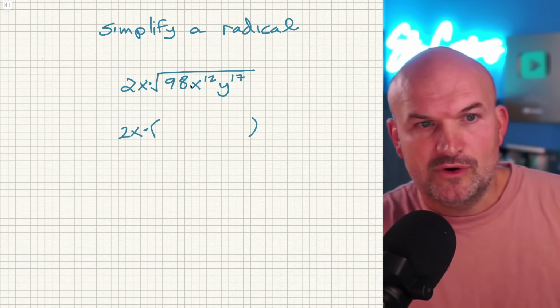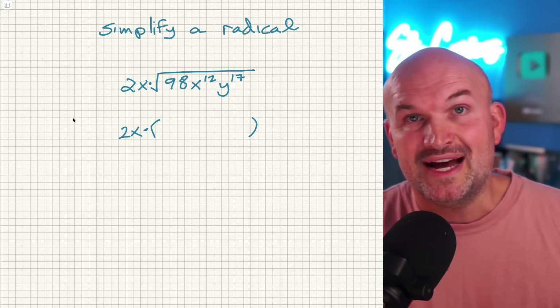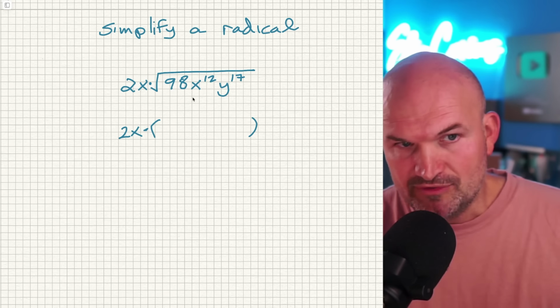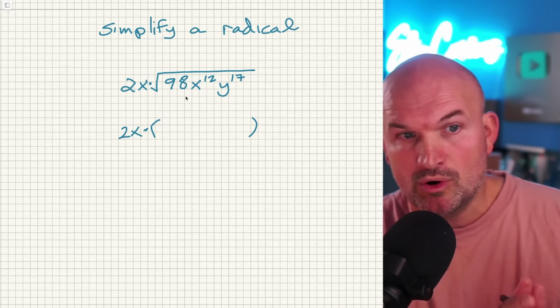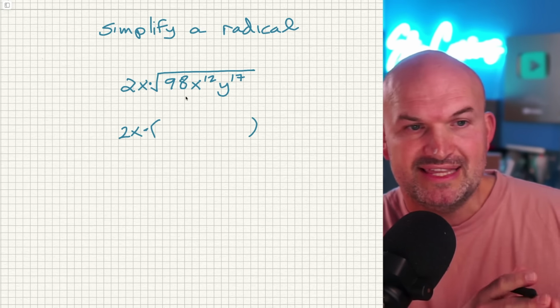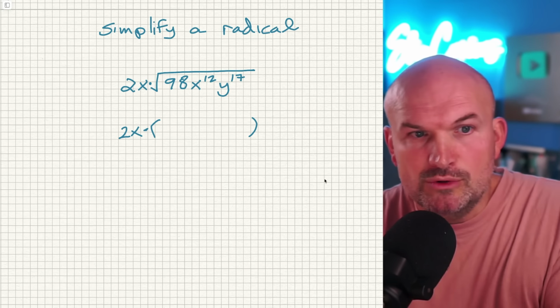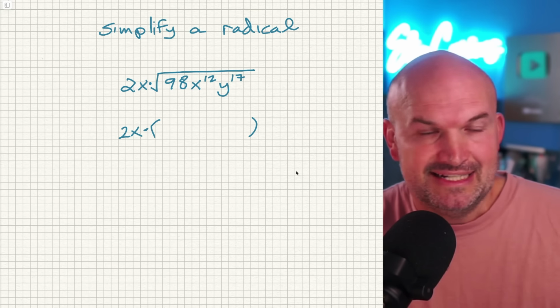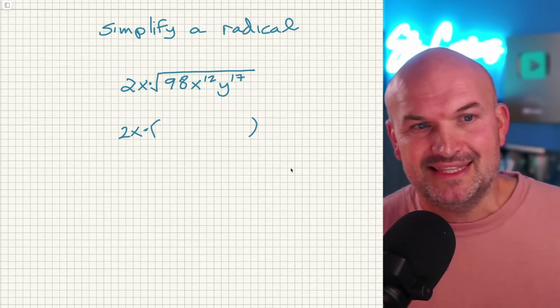All right, so now let's focus on how to take the square root of 98x to the 12th, y to the 17th. Let's focus on the number first. Whenever I'm trying to simplify a square root, I always want you to think divisibility of larger square numbers. We know that 2 evenly divides into 98 because 98 is even. However, we're not trying to just create a factor tree, right? That's not going to make this go by quickly.